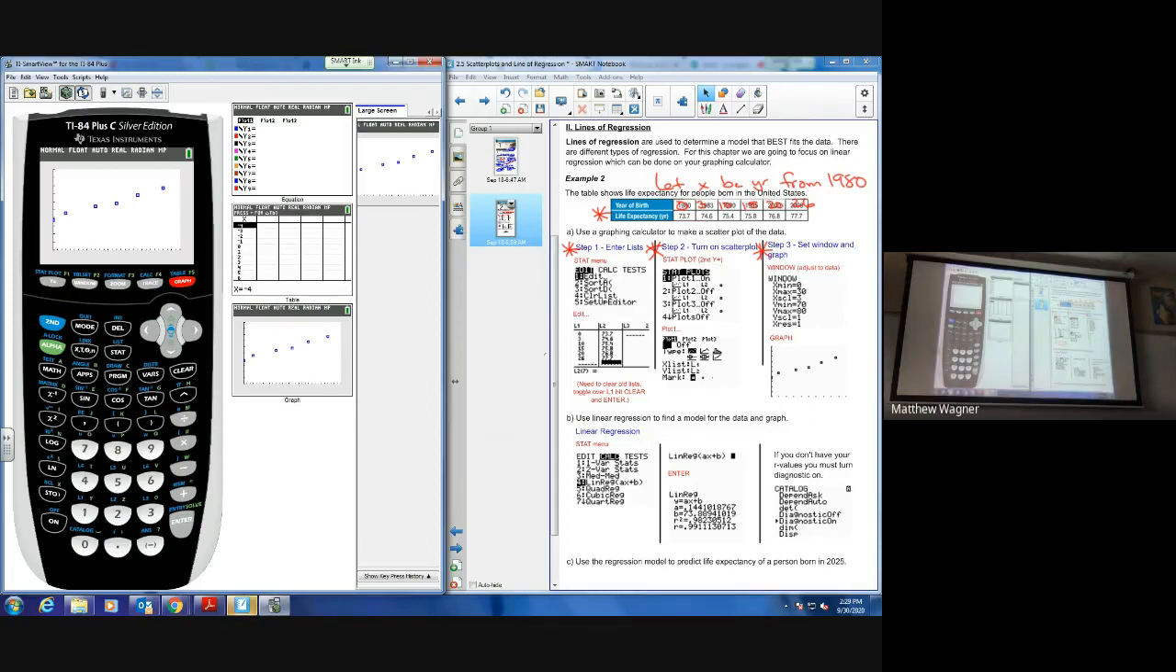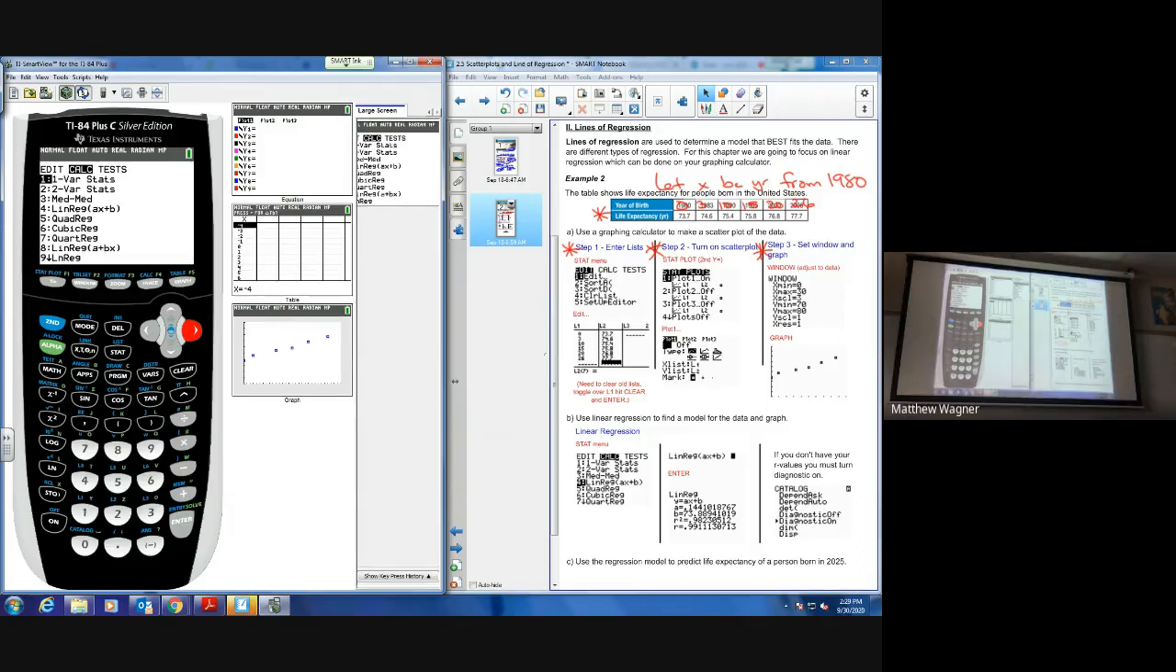Now at this point, we're going to use what's called linear regression to fit a line to this data. So I'm going to quit. I just do second mode. I'm going to quit out. I'm going to go to my calculation screen. To run linear regression, we're going to go to stat, all right? And we're going to arrow over to calculate.